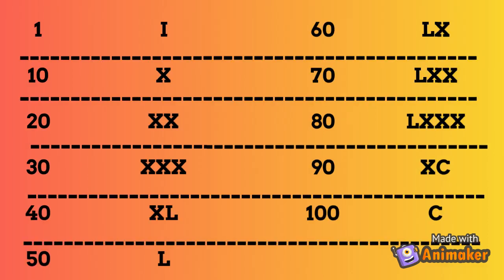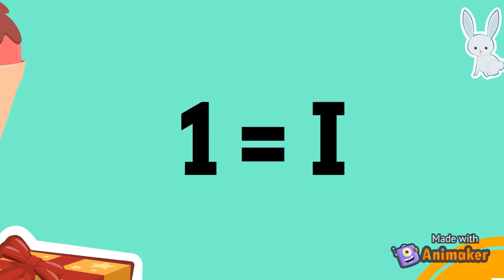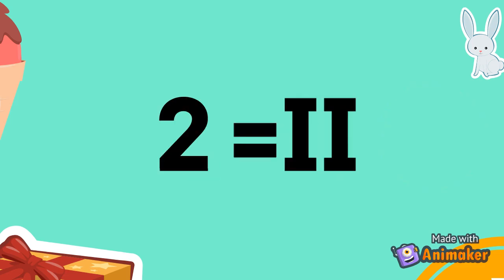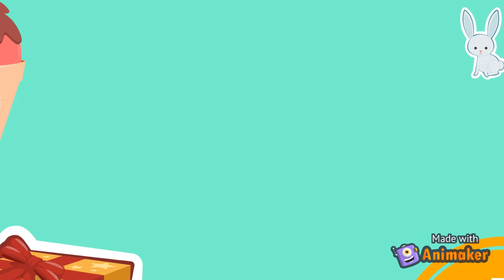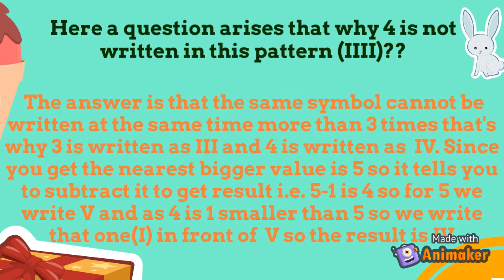I have given a chart for a few more numbers like 1, 10, 20, 30, 40, etc. So please pause the video and take the screenshot. As you know, 1 is represented as I, 2 is represented as II, 3 is represented as III. So here a question arises: why is 4 not written in this pattern, like IIII? Simply, the answer is that the same symbol cannot be written more than 3 times in a row. That's why 3 is written as III and 4 is written as IV.